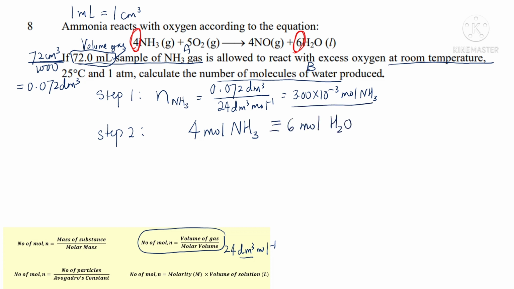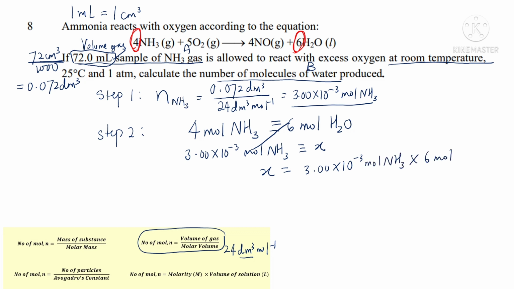But now we only have 3 times 10 to the power of -3 moles of ammonia, and that is equivalent to x moles of water. So how do we find the x mole of water? Again, mathematically, we do cross multiply. So 3 times 10 to the power of -3 mole of ammonia multiplied by 6 mole of water, divided by 4 moles of ammonia, and the mole of ammonia we can cancel out to give us 4.50 times 10 to the power of -3 mole of water.